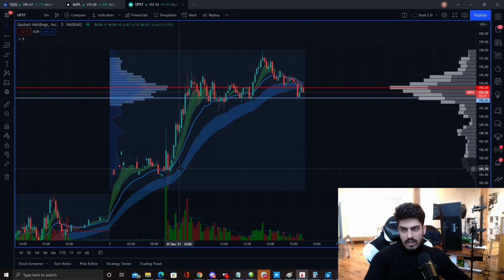So this move happens at 10:20, and we're looking at the weeklies here. I'm just looking at it. Let's say we're going to trade the 200 calls, for example.